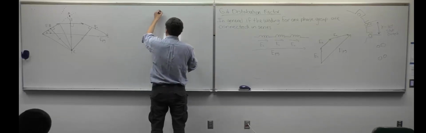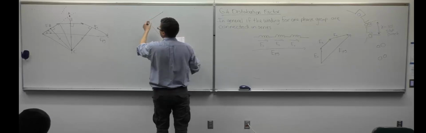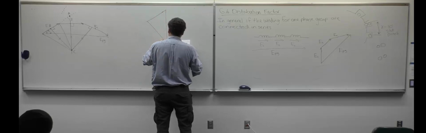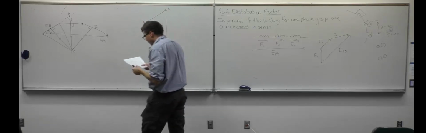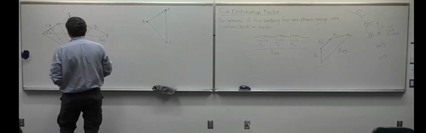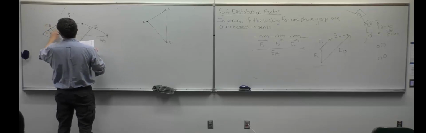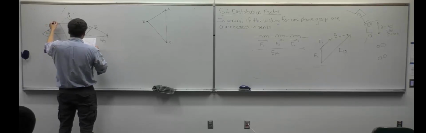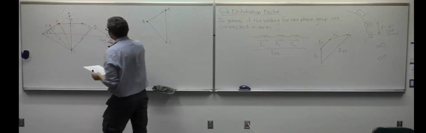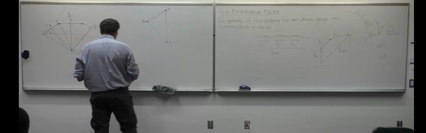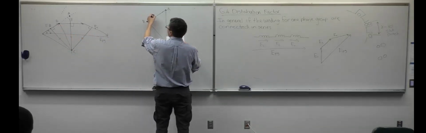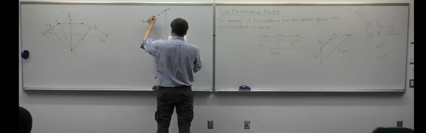So if we take those 3 points and draw them like so, C, A, B, and at this point here we can call D. Okay, so this is B, A, C, and then in the middle is D.